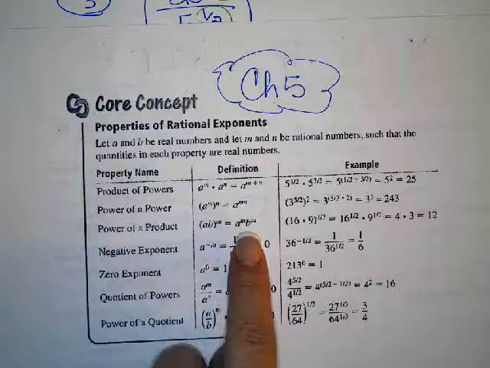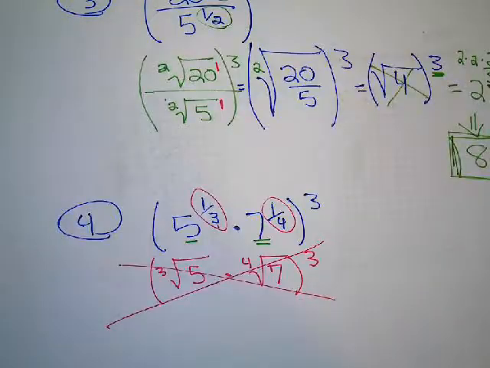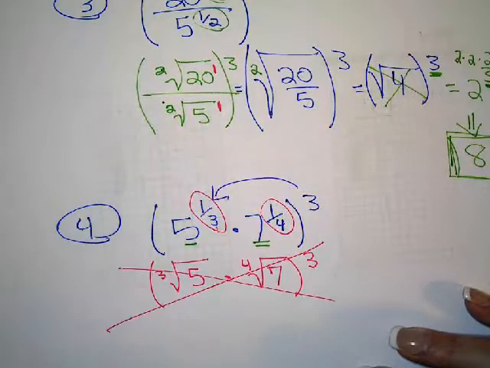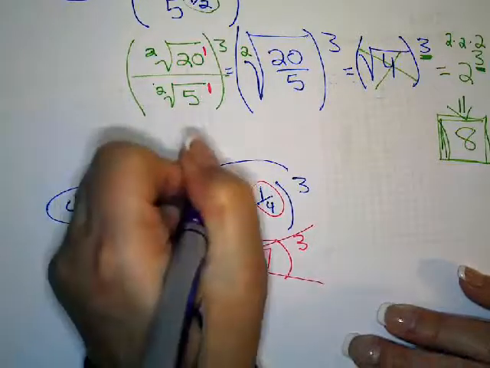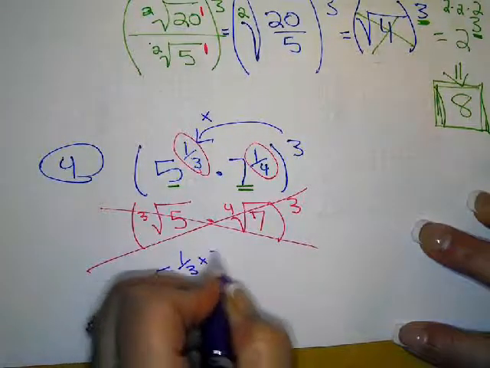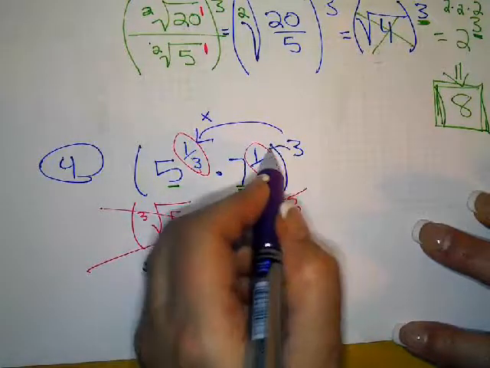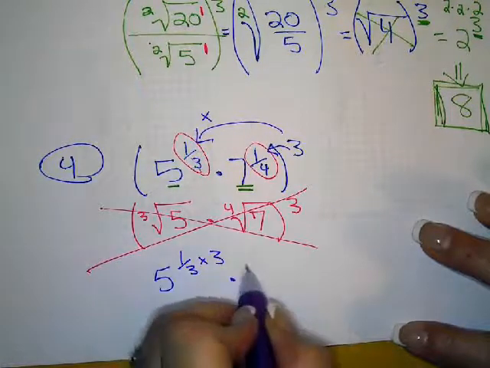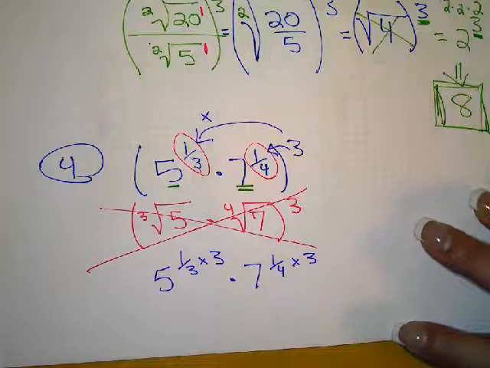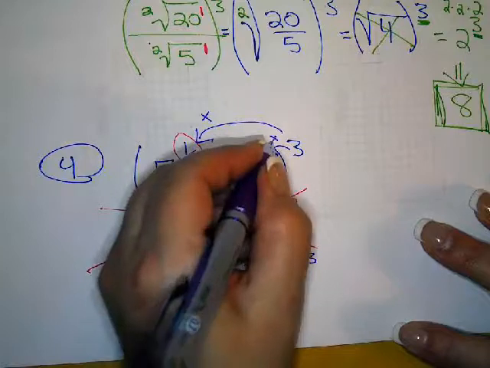And again, you're multiplying or distributing the exponent. So we're going to do that. We're going to see if that helps us any. And it might not, but hopefully it does a little bit. So I'm going to go ahead and distribute and multiply those exponents. So I really have a 5 to the 1/3 times 3. I really am going to distribute to that 7 and the 1/4 times 3. Power to a power, we distribute and multiply.